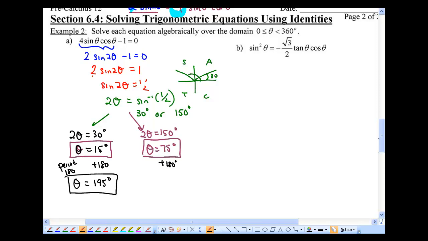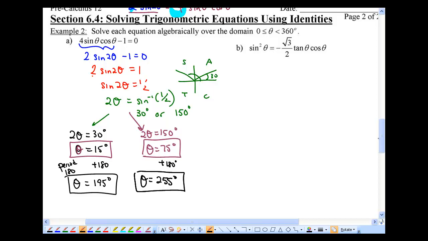And 75 plus 180, well, that's just 255. And I could add 180 again, but because the domain is only 0 to 360, I better stop with these 4. Okay.